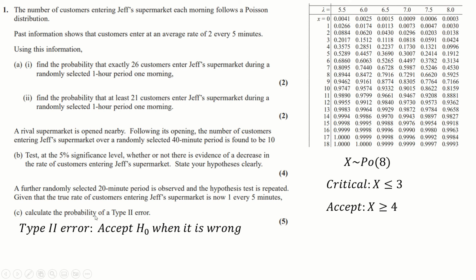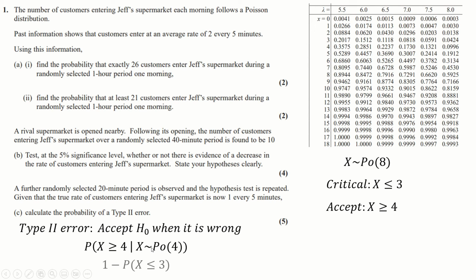Okay, so what's the chance of us accepting or getting 4 or more? What's the chance of us getting 4 or more? Because if we get 4 or more, we'll accept H naught. What's the chance of getting that, given that the distribution is actually following this here, whereby in a 20-minute window, you're actually only going to get 4 customers. So accepting H naught means being out of the critical region, which is this, given that it's wrong and we're actually following this thing here.